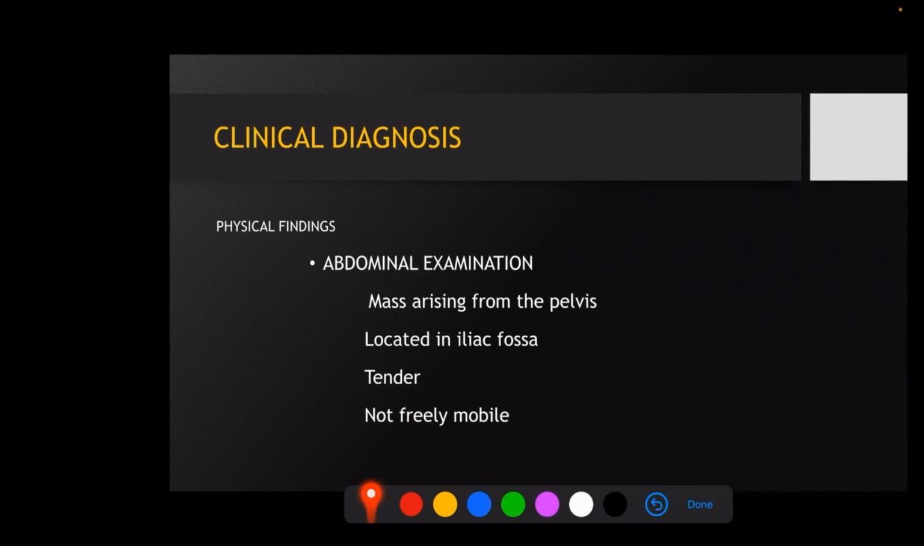Again, rectal examination is required. If rectal symptoms are present, then you will get tenderness in the pouch of Douglas or tender nodules in the pouch of Douglas.